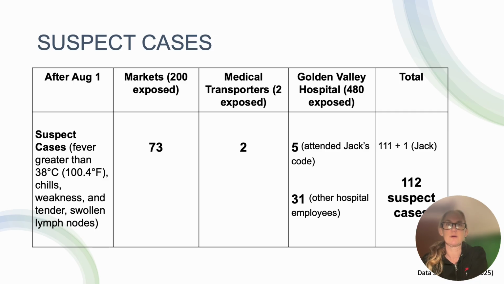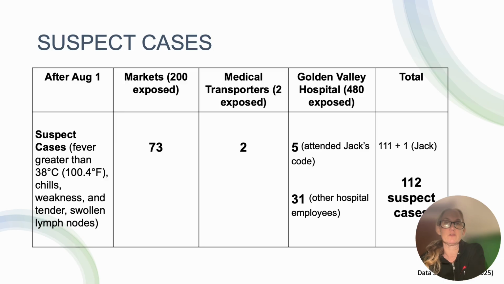Suspect cases are an aspect of a case definition and consist of 3 parts. Individuals who exhibit clinical manifestations of the disease were at a common location at the same time and were exposed to a person with the disease. In the Crabapple Valley scenario, clinical manifestations include a fever greater than 100.4 degrees Fahrenheit, chills, weakness, and tender swollen lymph nodes. The initial location of exposure was at the Crabapple Valley farmers markets on August 1st, with secondary locations including the medical transport team and healthcare workers at Golden Valley Hospital.